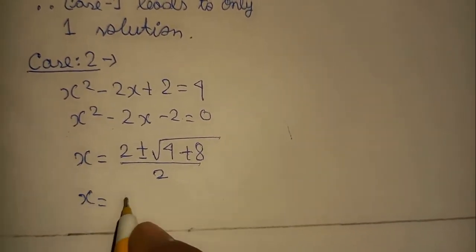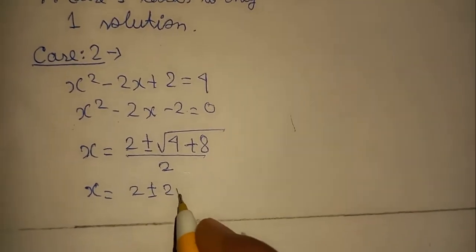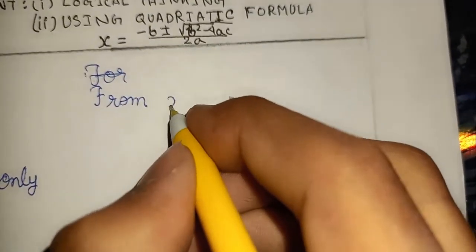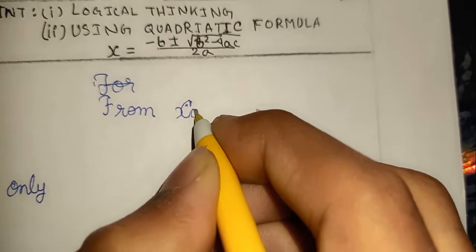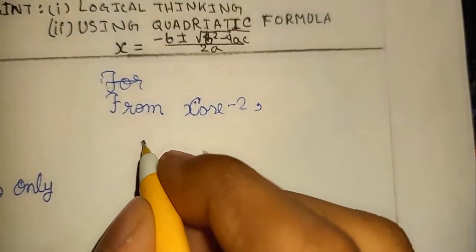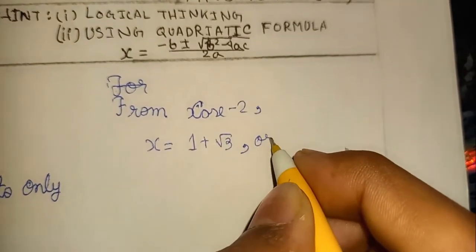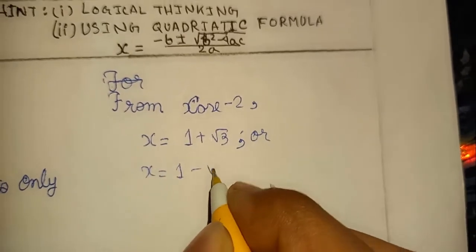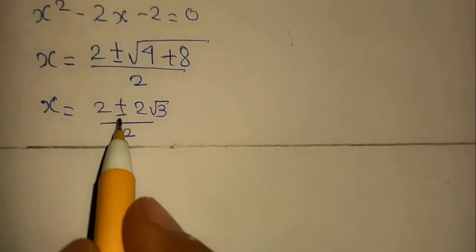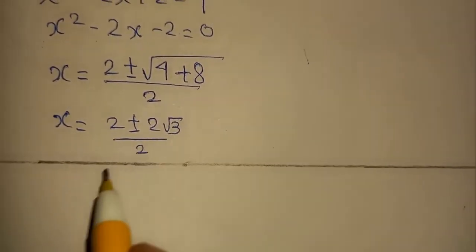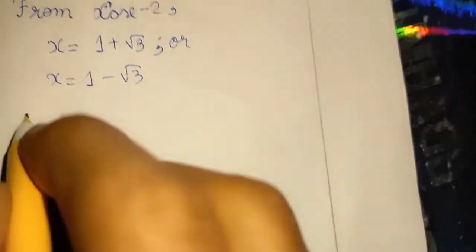Now x can be written as 2 plus minus root 12, which is nothing but 2 root 3, all divided by 2. Therefore, from case 2, x equals 1 plus root 3 will satisfy, or x equals 1 minus root 3, because we have plus and minus. So we have 2 plus minus 2 root 3 by 2, that is 1 plus root 3 or 1 minus root 3. So we have two solutions.